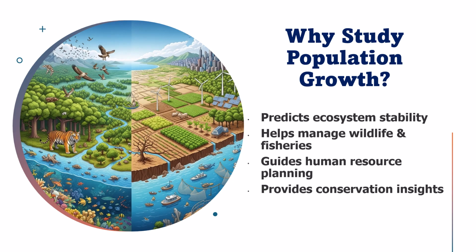Managing fisheries, agriculture, and natural resources requires knowing the limits of growth. Moreover, understanding human population growth informs resource planning, food security, and climate policy. At its heart, population biology shows us the delicate balance between abundance and scarcity, teaching lessons that apply to both nature's survival strategies and humanity's long-term sustainability.